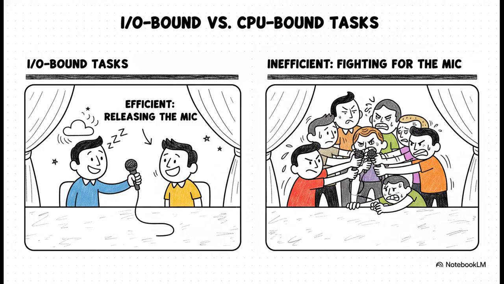Because in our talk show analogy, while one guest is waiting for a producer to hand them a glass of water, they politely passed a microphone to another guest. They're not hogging it. But on the other side, you have CPU-bound tasks, heavy-duty math, data crunching. Here, all the guests are desperate to talk at once. They're all trying to grab the one microphone, and they end up spending more time fighting over it than actually speaking. That fight is what we call overhead.